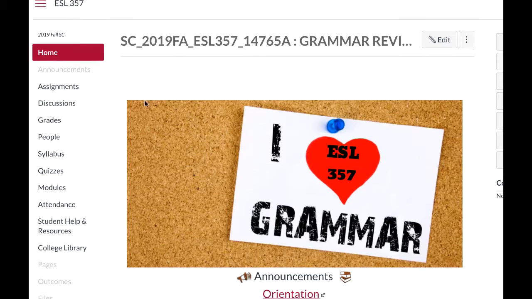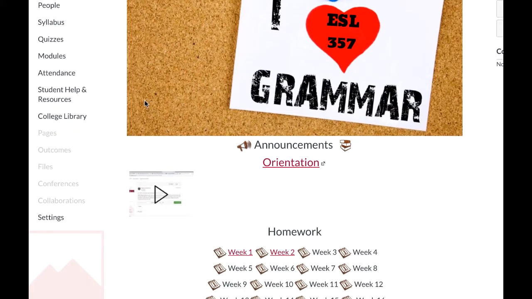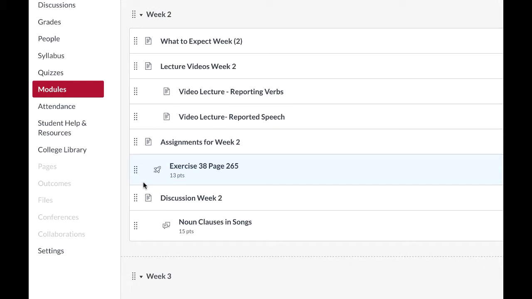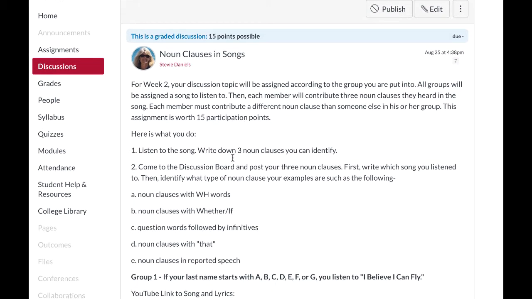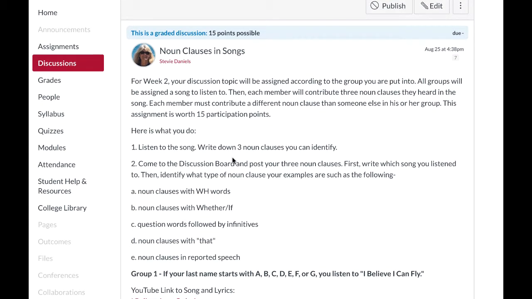There's a couple of ways to get to discussion. You can either go to week 2 here from our class, which will take you to the module screen. And then, of course, we have discussion week 2 here. You just click on the noun clauses in songs. So this is what the instructions look like for week 2 for the noun clauses and songs.